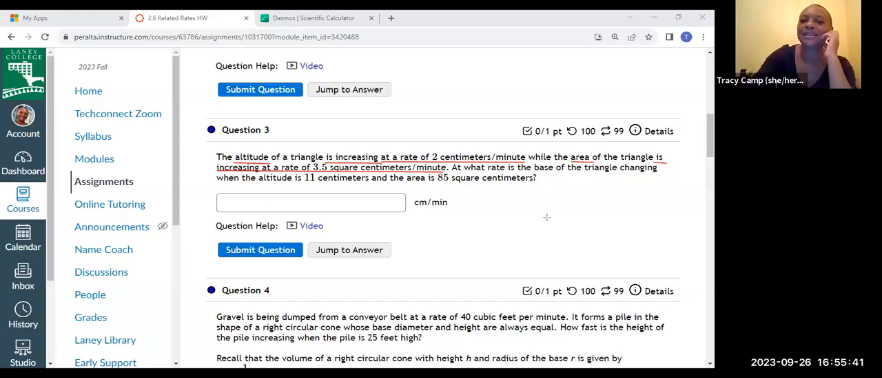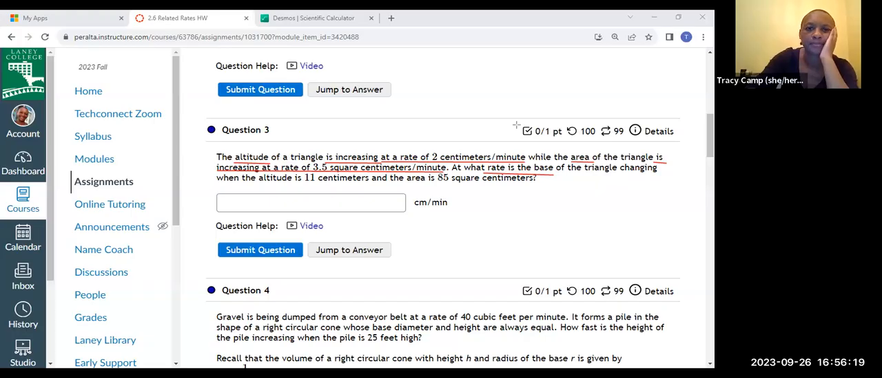And then the idea is that the base is also changing at some rate, but we're trying to find out what that rate is. But they're all changing with respect to time. It's always some number of centimeters or some number of square centimeters per minute. And so because they are all changing with respect to time, we can think of them all as functions of time.